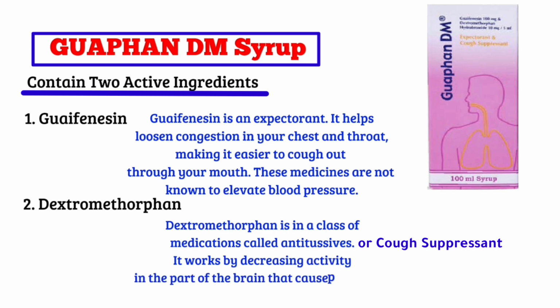Dextromethorphan is in a class of medications called antitussives. It works by decreasing activity in the part of the brain that causes coughing. 100 milliliters. Now, uses of Guaphan DM Syrup.